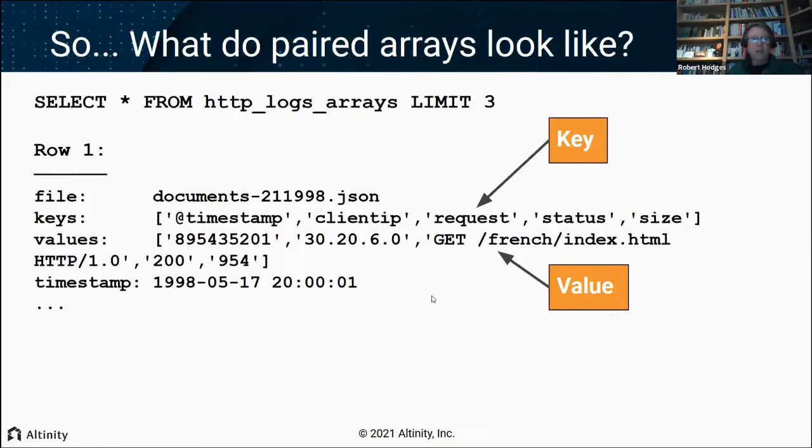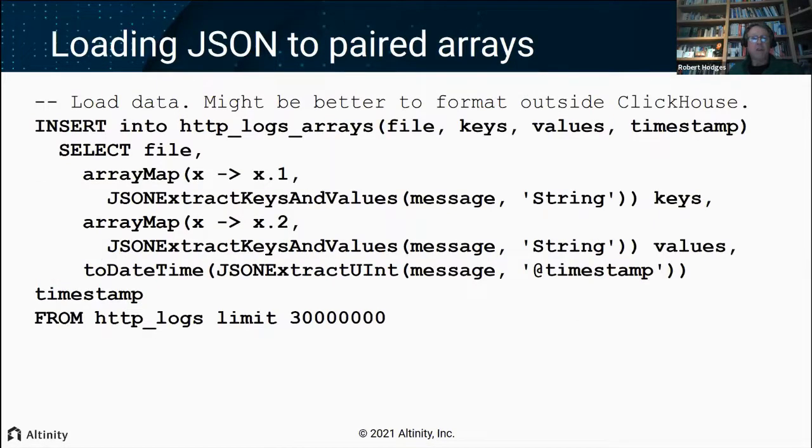Okay, so, oh, here we go. Here's the example of loading. I had the slides out of order. So it's a little bit more complicated. It's using what's called an array map function. And basically what we're doing is using JSONExtractKeysAndValues. This pulls the data out as an array of tuples where each key is matched to each value.